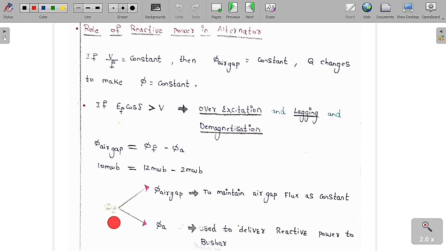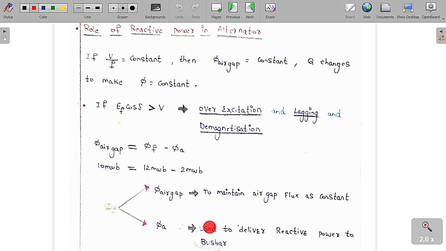So phi f is used to produce two things, which are the air gap flux and also phi a. The air gap flux part is to maintain the air gap flux as a constant, because we always need the air gap flux at a constant value. And phi a is used to deliver reactive power to the bus bar. So this phi a is responsible for delivering the reactive power to the bus bar.